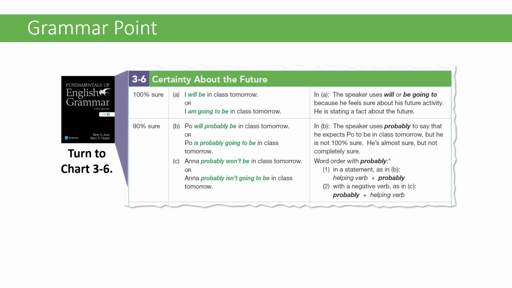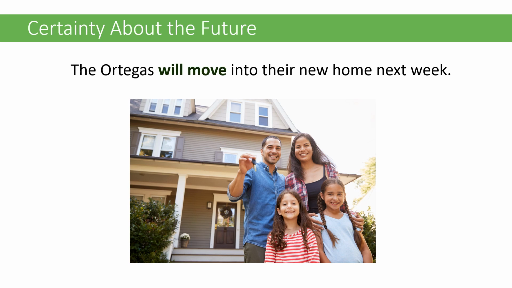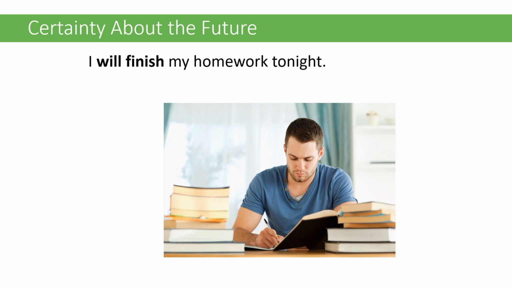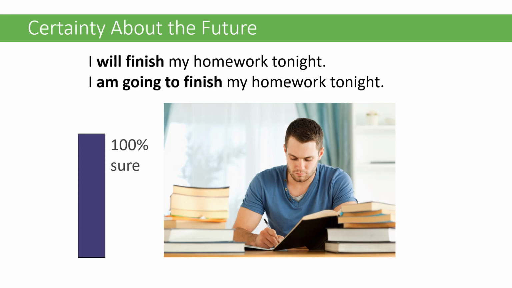So turn to chart 3-6. So we use will or be going to if you feel sure about a future activity. If you're not 100% sure, you add probably. Look at the examples. The Ortegas will move into their home next week. This is 100% sure. I will finish my homework tonight. I'm going to finish my homework tonight. Both of these are 100% sure about a statement.